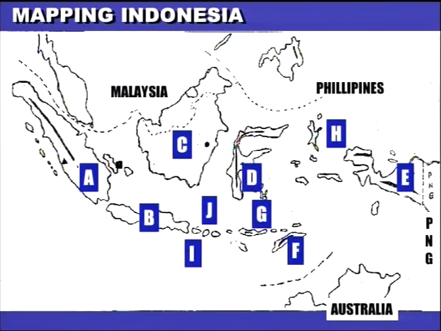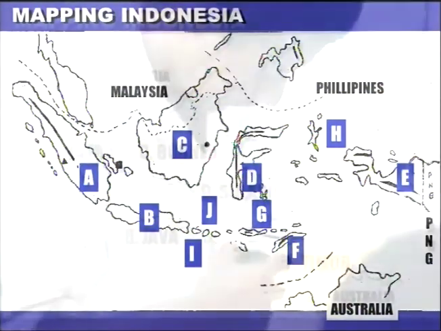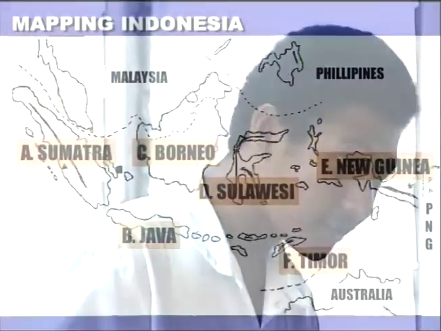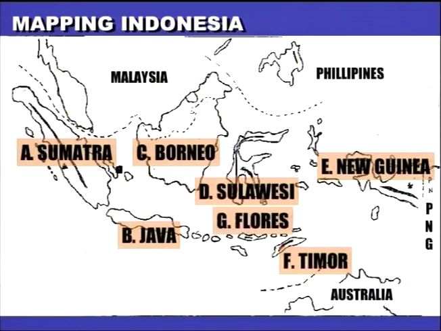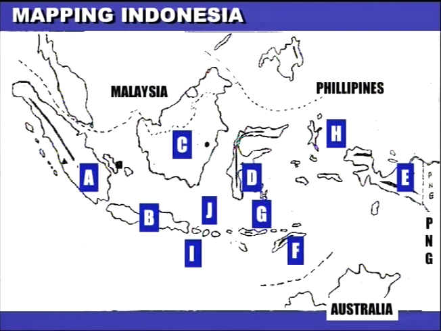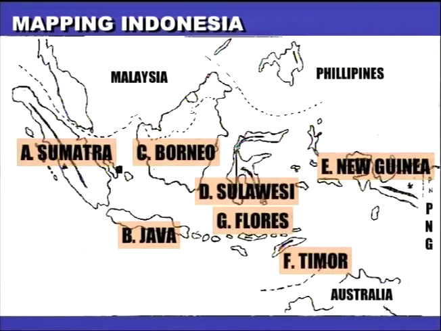The island G. The island of Flores. Okay, the Flores Islands, let's check. And he's correct. The group of islands there, which is found just above Timor, are the Flores Islands. Okay, we move on now. H. The island of Maluku. I'm sorry, would you like to repeat that again? Halmahera. Okay, Halmahera is correct for island H.